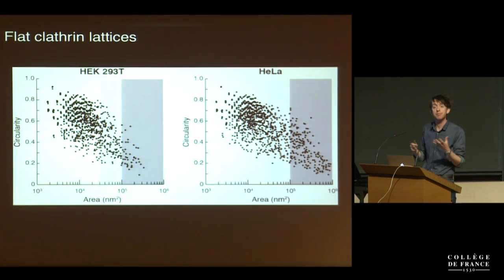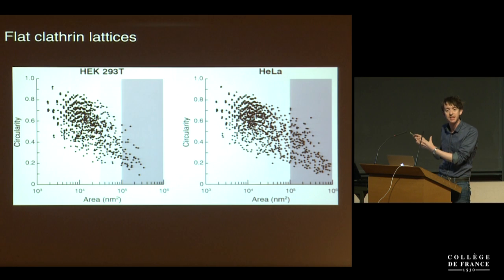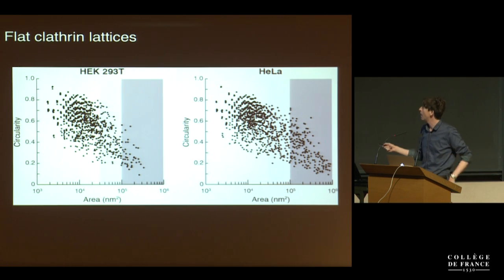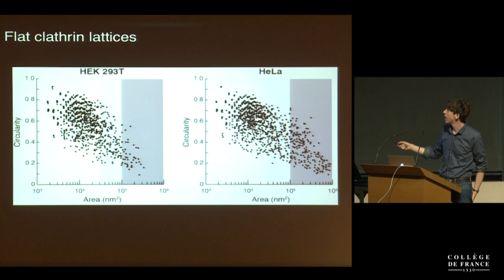And again, we can quantify this. Thankfully, I didn't have to manually do this. We can automatically do it, and do it to many thousands of structures across many cells to get a really in-depth survey of what's going on. And we pretty much find the same thing, and that is that in HEK293Ts, you almost exclusively have these small round structures, and the larger ones are relatively rare, whereas in the HeLa cells, we have these much larger structures.